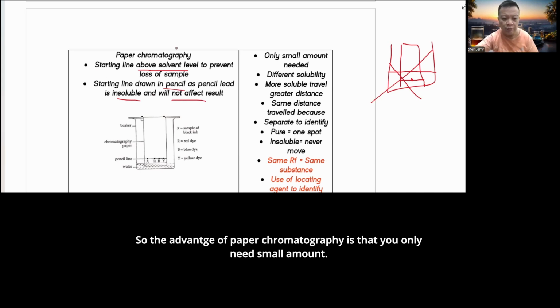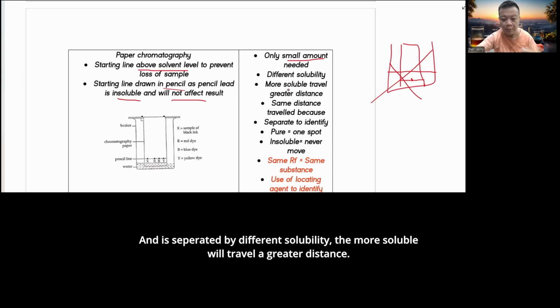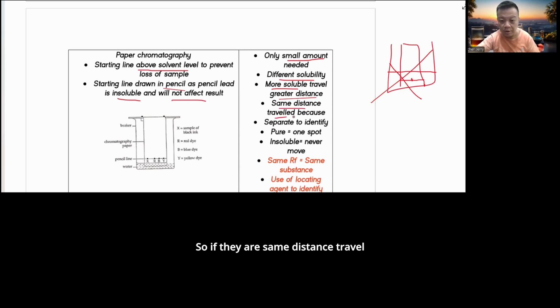The advantage of paper chromatography is that you only need a small amount, and it's separated by different solubility. The more soluble will travel a greater distance. So if they travel the same distance, that means they're the same substance. I think there's something wrong with these notes a bit here, so I need to check. Same distance travelled means they are the same substance.